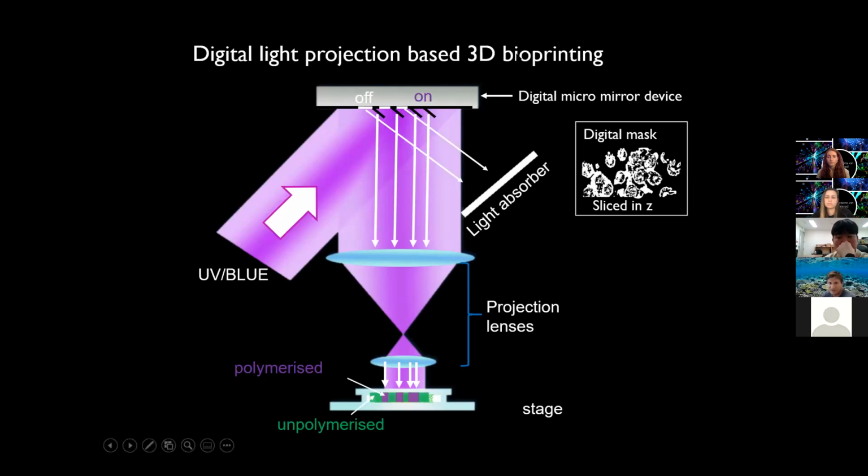And so that's an example. The white areas are on, the black areas are off. When the mirror is in the off position, it directs towards a light absorber, and if it's on, it goes towards the projection lenses. So you have some collimating optics here, and that shines onto your objective stage, where you have your pre-polymer. The pre-polymer basically is all of this bio-ink mixture, where you have your cells randomly distributed.